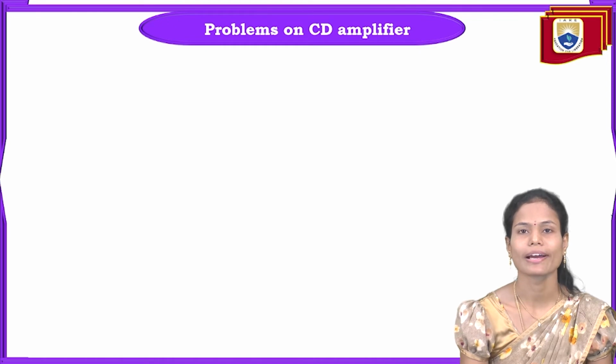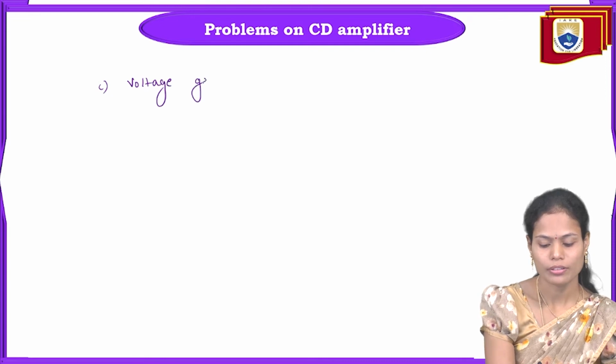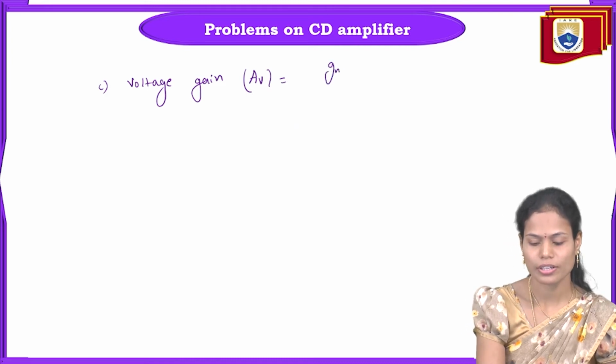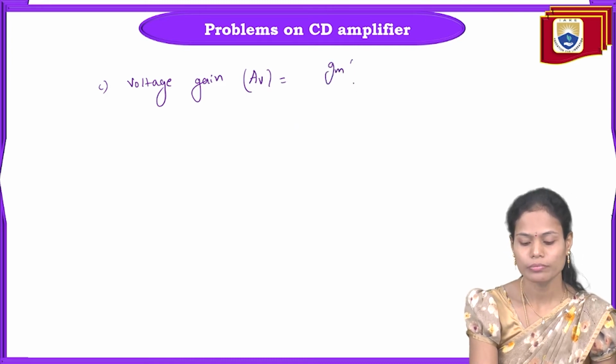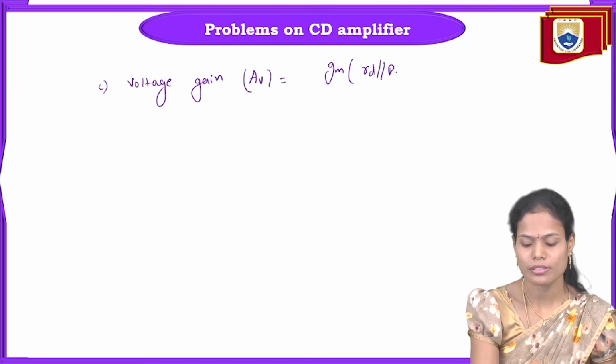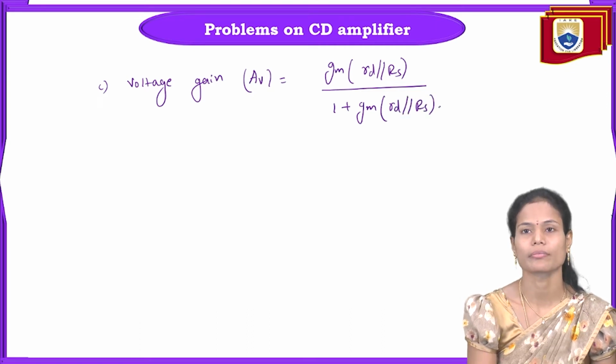And next we need to calculate the voltage gain, Av. The formula for this is the transconductance gm into the parallel combination of body resistance rd as well as source resistance, divided by 1 plus gm of rd parallel with RS here.